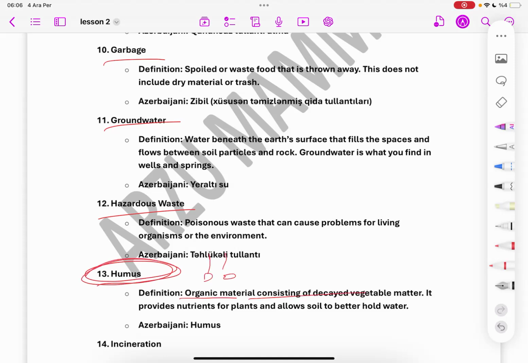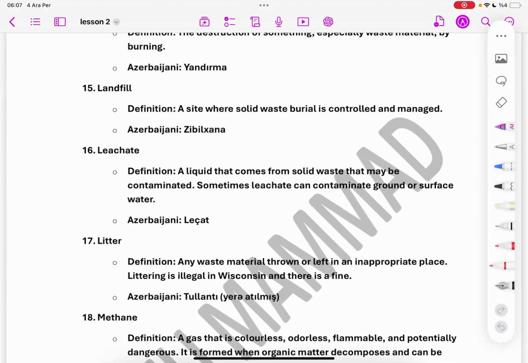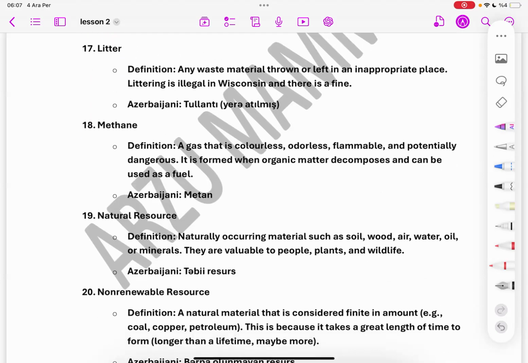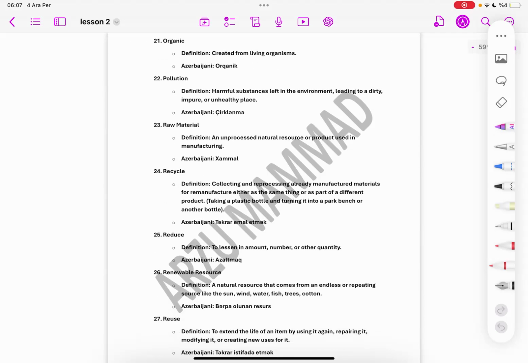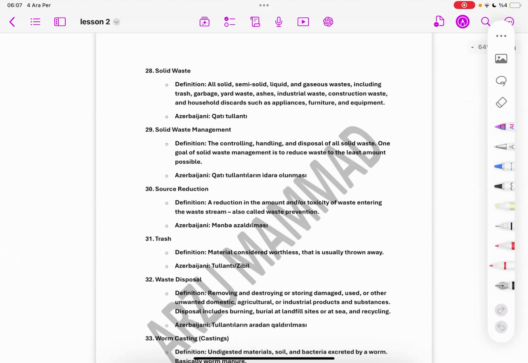Organic material consists of vegetable matter, so we have this one as food as well. It provides nutrition for plants and allows soil to better hold water. We have already discussed this word. Landfill, we have discussed this one as well. I'm just going to choose the most used ones for you. Already covered these ones.